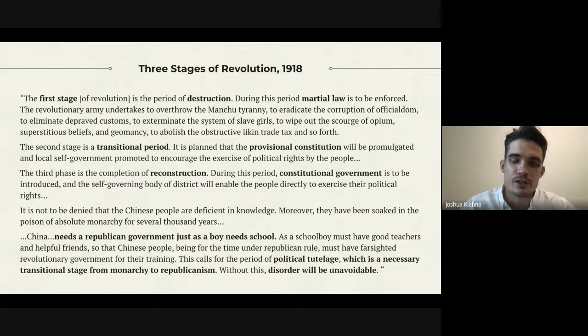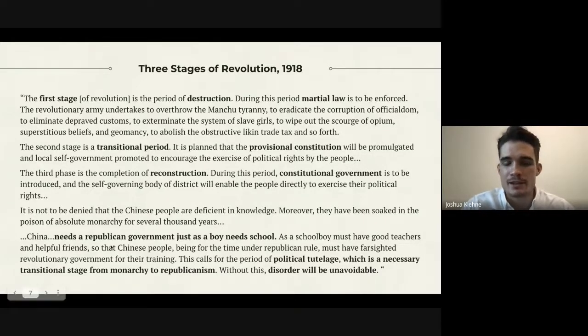And then what he envisions is the third stage, a period of reconstruction, in which a constitutional government is introduced, we have a self-governing body, and people start to exercise their own political rights. This is what is to come in the future. China at this stage is really stuck in this transitional period, very much locally organized, still quite a high degree of disorder, fragmentation, no central authority, and no clarity with the political organization of China at this time.